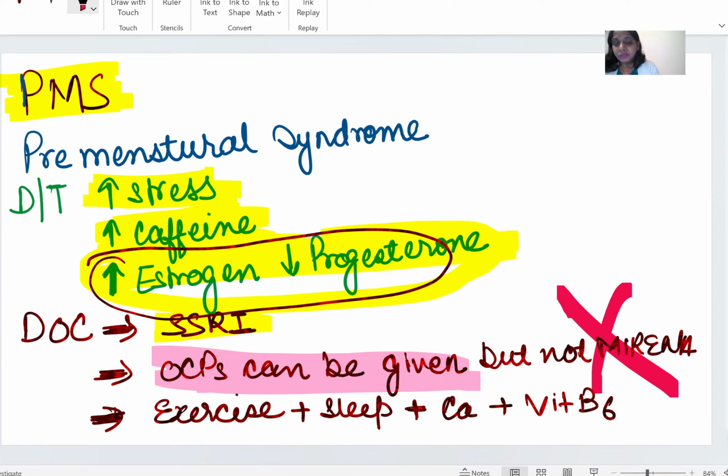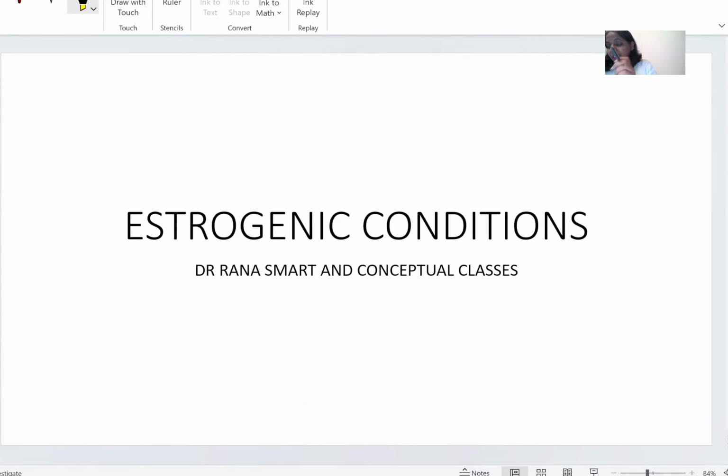The other things which can be given are the patient should do exercise, because it releases the amphetamines. The patient should have a good sleep. Calcium and vitamin B6 are the drug of choice.